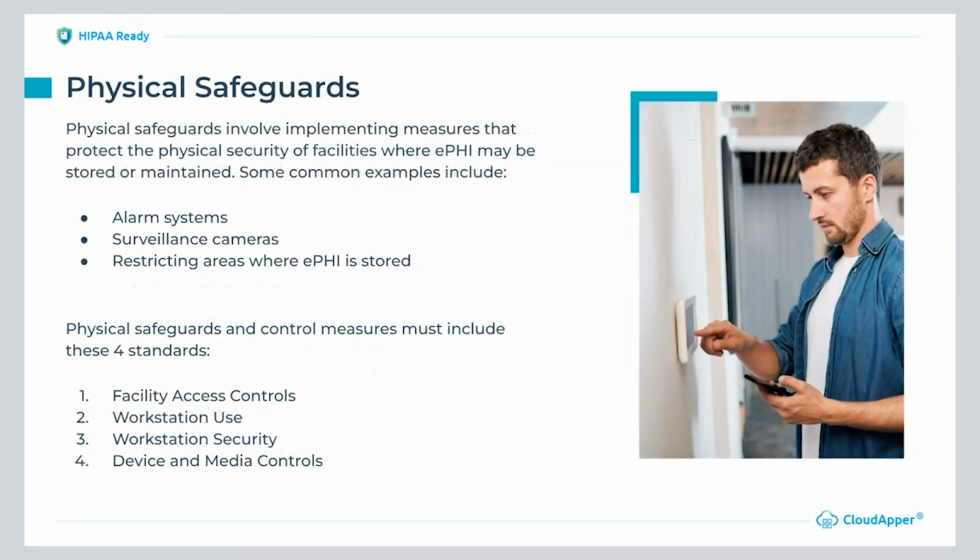Physical safeguards. Physical safeguards involve implementing measures that protect the physical security of facilities where ePHI may be stored or maintained. Some common examples include alarm systems, surveillance cameras, and restricting areas where ePHI is stored. Physical safeguards and control measures must include these 4 standards: facility access controls, workstation use, workstation security, and device and media controls.